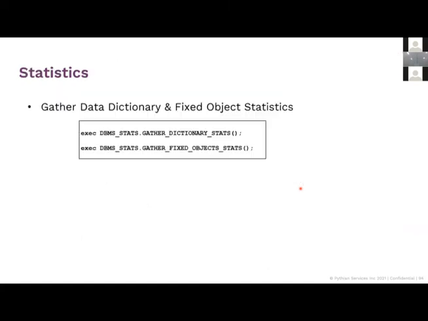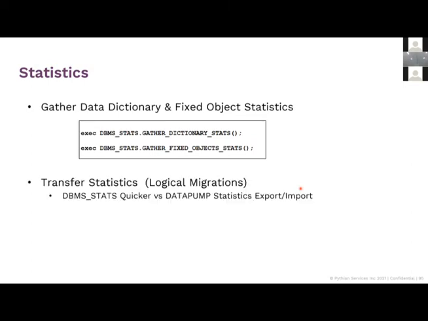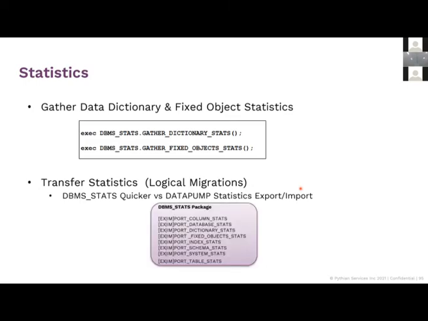Now, another thing you should do as a best practice would be to gather statistics about the database. That would be your dictionary statistics as well as your fixed object statistics. A tip: transferring statistics by packaging them and transferring using Data Pump export/import or a DB link is usually quicker than doing it via Data Pump. So this is just a tip in case you're using Data Pump.